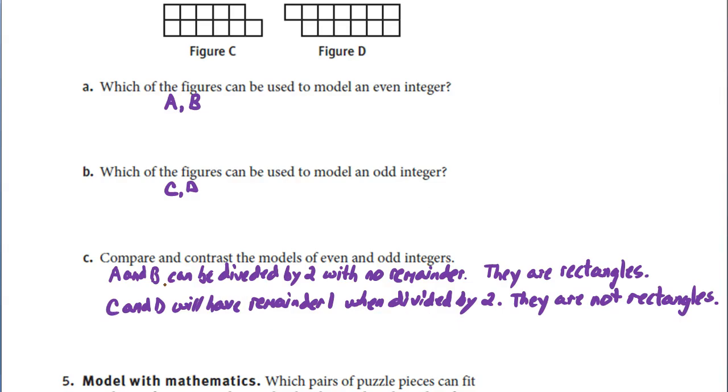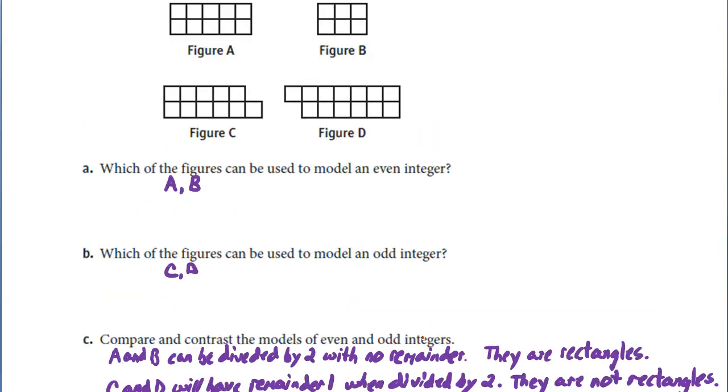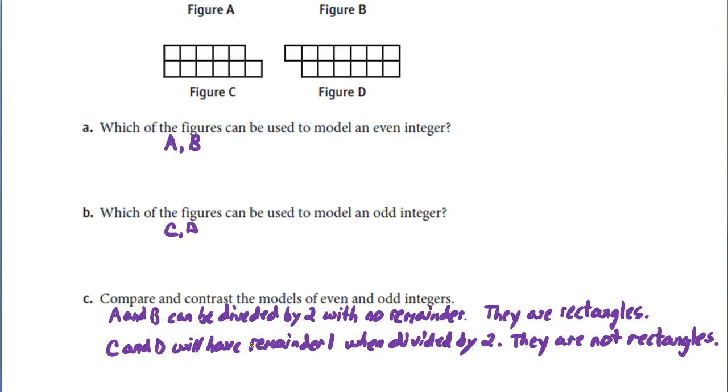Question C, compare and contrast these models. Well, what I notice about A and B is that they can be divided by 2 with no remainder. They are these rectangle shapes at the top of the video. If I divide them by 2, just split right down the middle and create 2 groups, there is no remainder. I notice these are rectangles. C and D will have remainder 1 when divided by 2. And I notice that they are not rectangles.